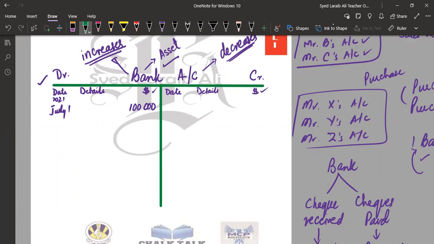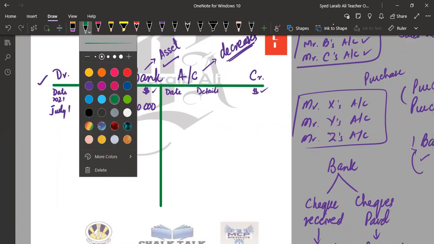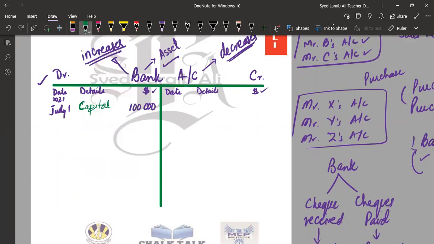However, in details, we write the cross reference here. Please don't get confused, here we are going to write the cross reference of our transaction. Why has this amount been debited by 100,000 against the capital? Because the owner has invested. Right? Let me tell you another transaction.